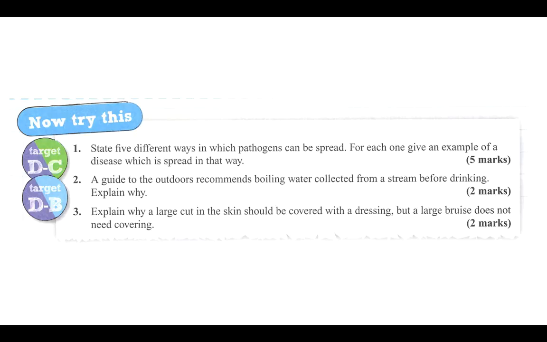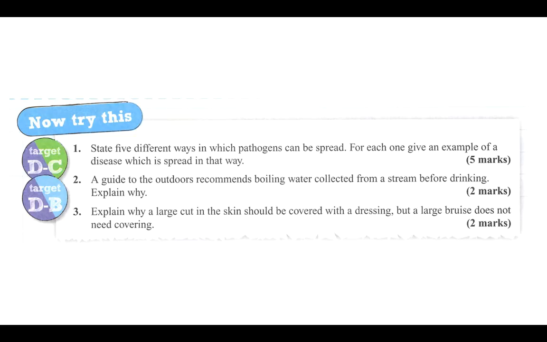Okay, so 1 mark for saying in water, such as cholera. 2nd mark for saying by the air, such as the flu. 3rd mark by saying direct contact, which can cause athlete's foot. 4th mark by saying in bodily fluids, such as HIV through sexual interaction. And 5th mark for saying by vectors, things such as malaria.